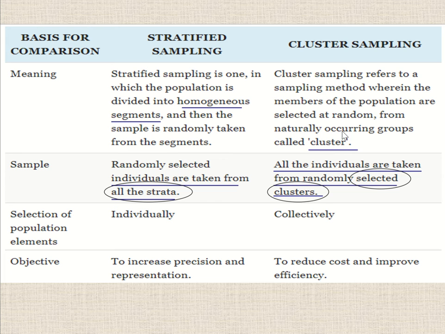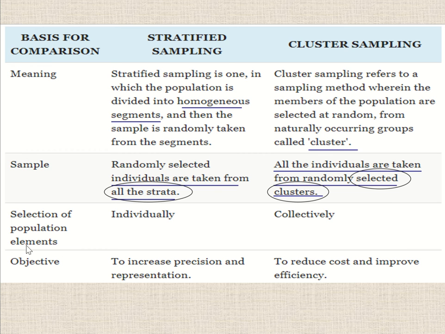While sa cluster sampling naman, the members of the population are selected at random from naturally occurring groups called cluster. So naka-group naturally clustered na, existing na yung grupo kapag ka-cluster sampling. For the sample, stratified sampling, randomly selected individuals are taken from all the strata. So, doon sa bawat stratum, kukuha tayo ng elements or individuals randomly. While for cluster sampling naman, lahat na ng members or individuals are taken from the randomly selected cluster. So, ibig sabihin, kung ano yung cluster na mapili natin, at the last clustering level, yun na yung magiging sample size or like respondents natin.